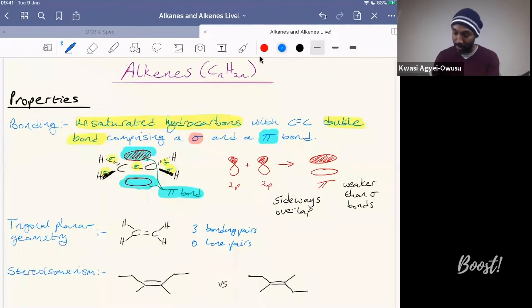So bonding pairs repel equally, and as a result, we've got a trigonal planar shape. So the bond angles would be, say, 120, and it'd be the same here, and it'd be the same there. So 120 degrees all around.